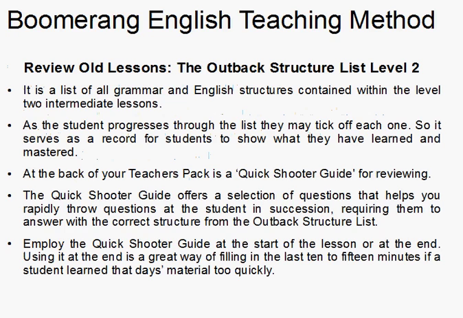Review is about reviewing old lessons. We have this thing called the Outback structure list, as I said before. It's actually used from level 2 Boomerang English onwards. So you've got book 1A and book 1B. There are some structures in there, but it really starts at level 2. Okay, so the Outback structure list, it's in the back of the book.